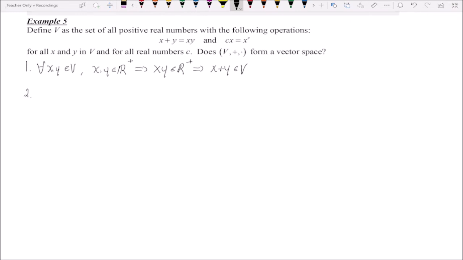Second one we had to prove is that addition is commutative. So for all x, y in V, x plus y is equal to x times y. But we know that multiplication of real numbers is commutative. So we can write that as y times x, which is y plus x. And the reasoning being is that x and y are positive real numbers.